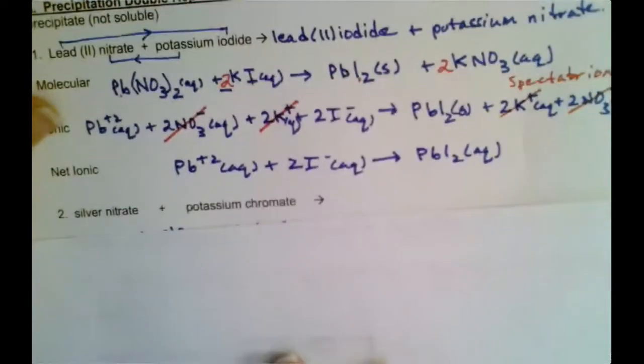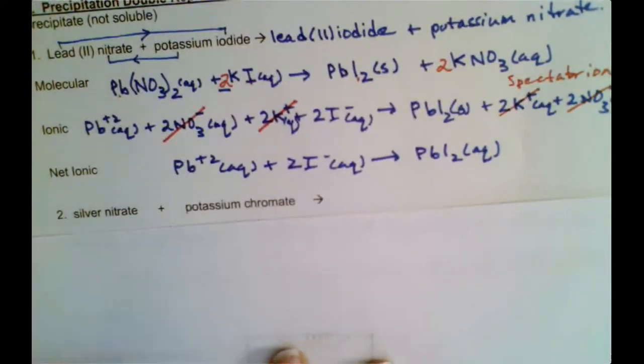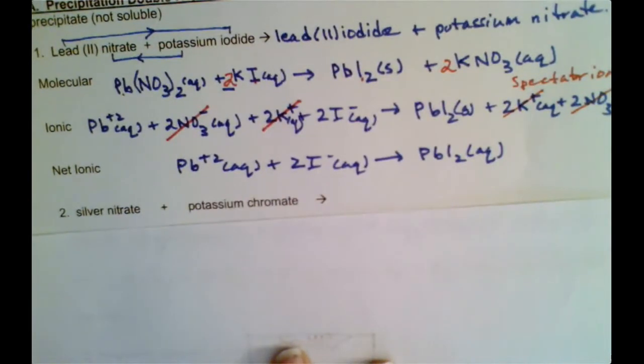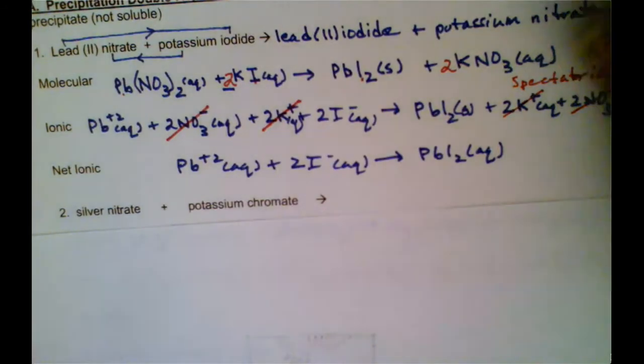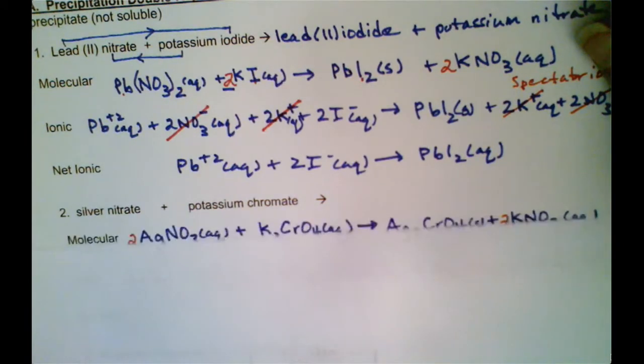Our next example is silver nitrate and potassium chromate. When we are predicting the products for this particular one, what I would like to do is take a look at the balanced equation first. So let's go ahead and do that.